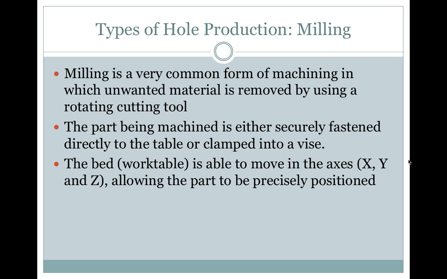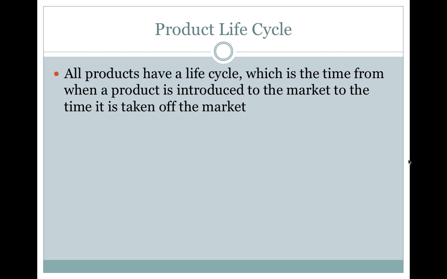Milling. Milling is a very common form of machining in which unwanted material is removed by using a rotating cutting tool. The part being machined is either securely fastened directly to the table or clamped into a vise. The bed, or work table, is able to move in the axes X, Y, and Z, allowing the part to be precisely positioned.